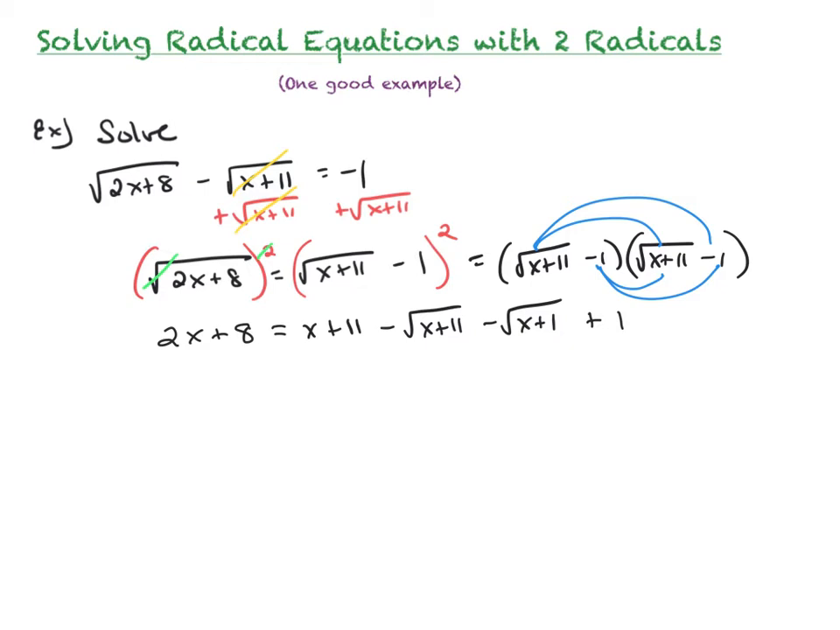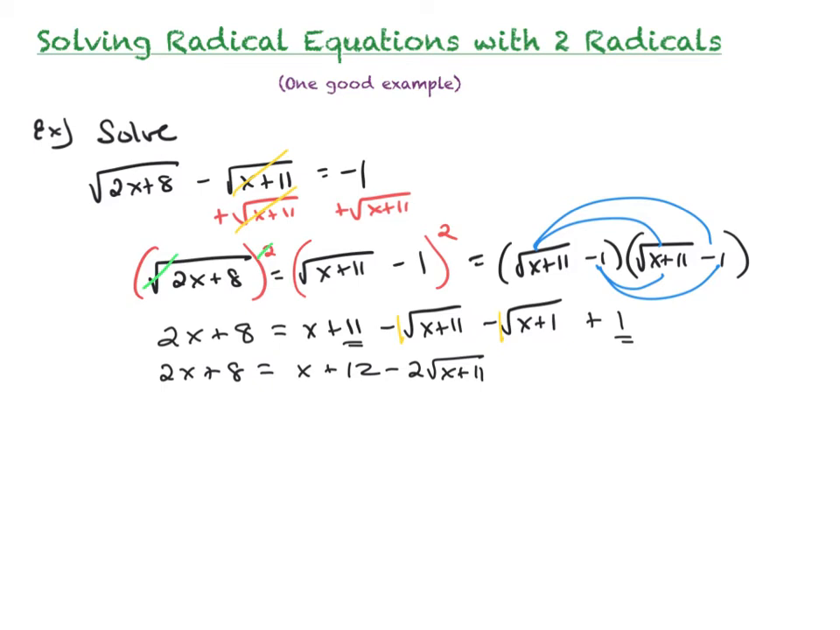Super cool. Okay, let's combine all those like terms on the right-hand side. So we have 2x plus 8 equals x plus 11 plus 1 will make 12. And those square roots with x plus 11, those are like terms. So if we think of this as a negative 1 root x plus 11 minus another 1 root x plus 11, that's negative 2 root x plus 11.